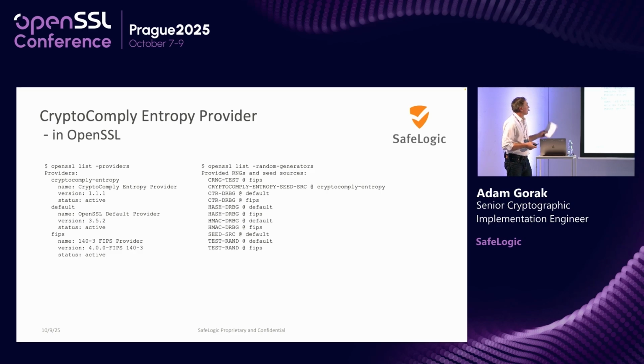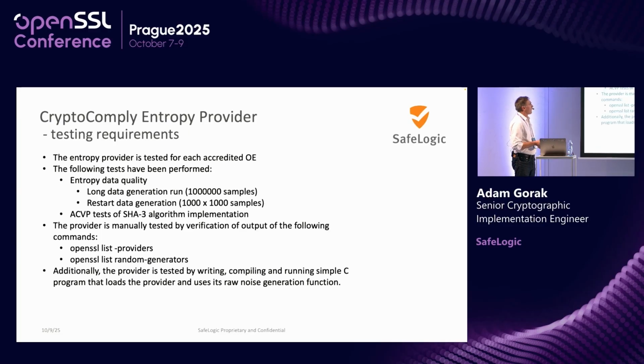Right. This slide demonstrates how the provider is seen in OpenSSL when it's properly configured. First of all, it's seen on the list of active providers, and additionally, if it's set as the default seed source, it should also be listed on the list of random generators.